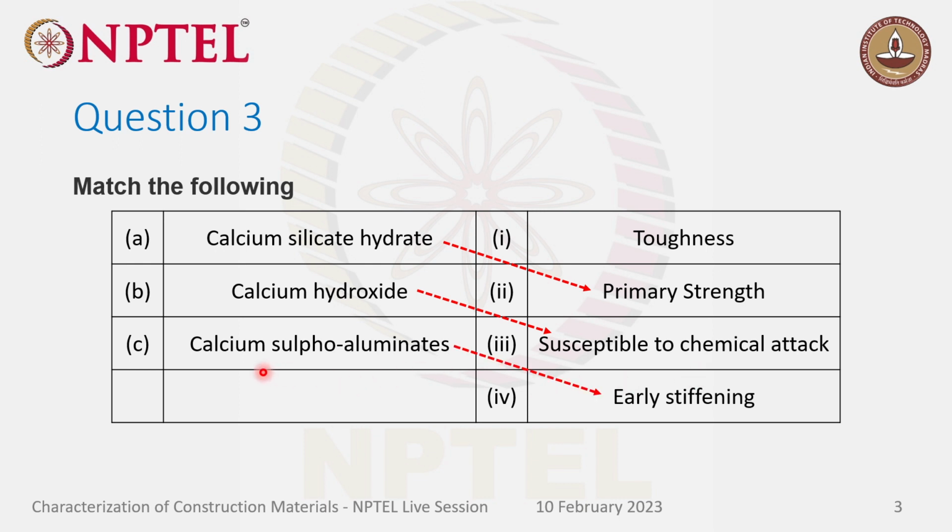Now the third one is calcium sulfoaluminate, which is responsible for the early stiffening, because we know that the ettringite phase is primarily responsible for the early stiffening of the cement concrete.